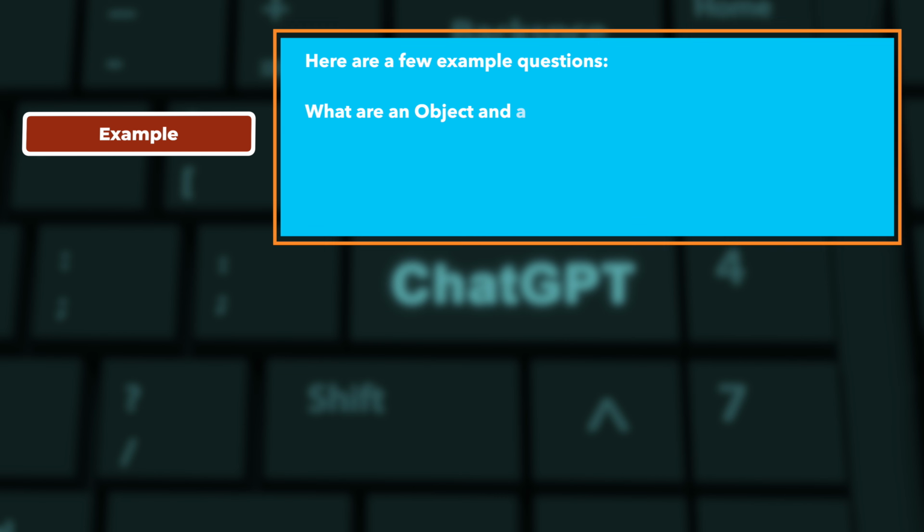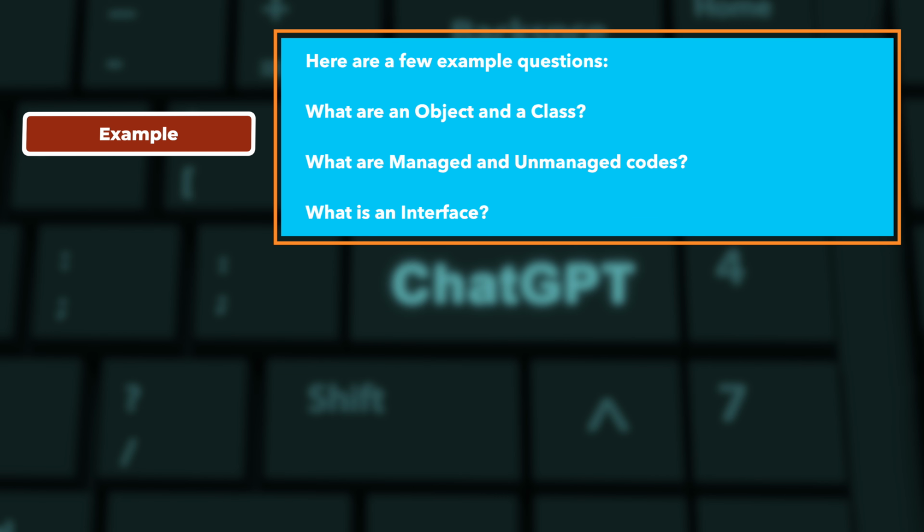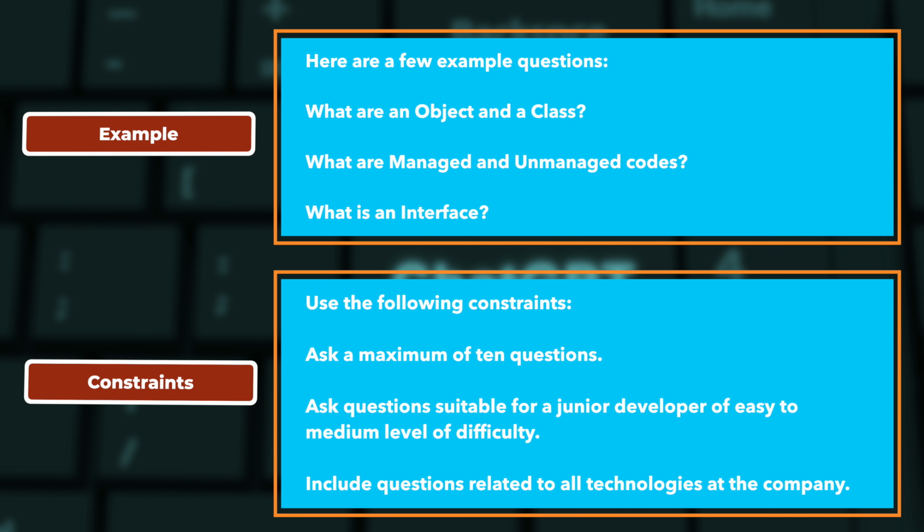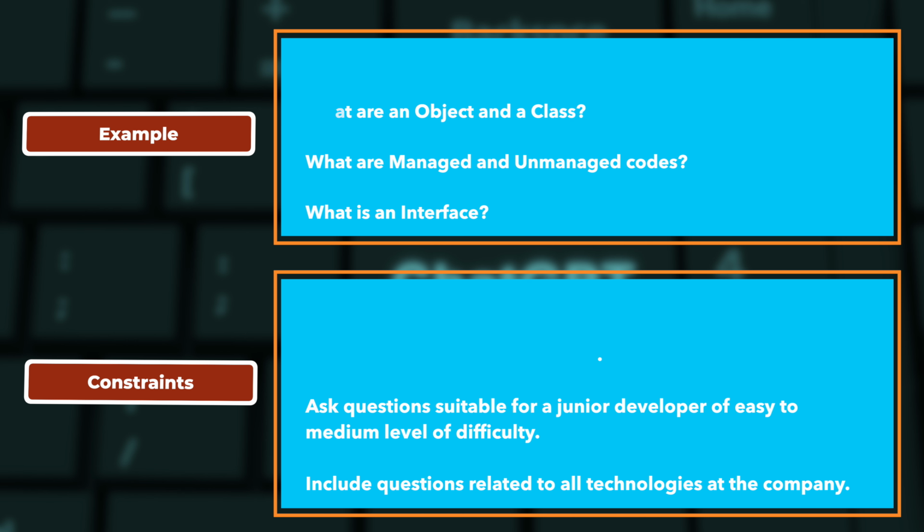Here are a few example questions. What are an object and a class? What are managed and unmanaged codes? What is an interface? Use the following constraints. Ask a maximum of 10 questions. Ask questions suitable for a junior developer of easy to medium level of difficulty. Include questions related to all technologies at the company.